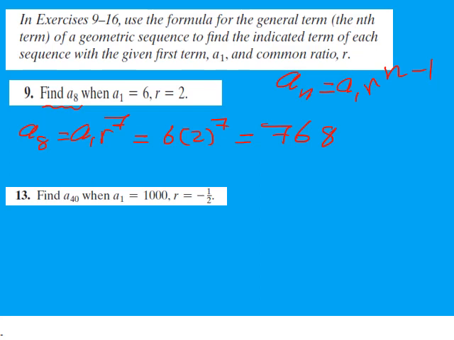What if I wanted to solve question 13 and find a40? a40 is a1 r to the power of 39. So it's 1000 multiplied by r, which is negative half, to the power of 39. So it's equal to 1000 multiplied by negative half to the power of 39. And the answer is negative 1.2 multiplied by 10 to the power of negative 9, to the nearest one decimal place.